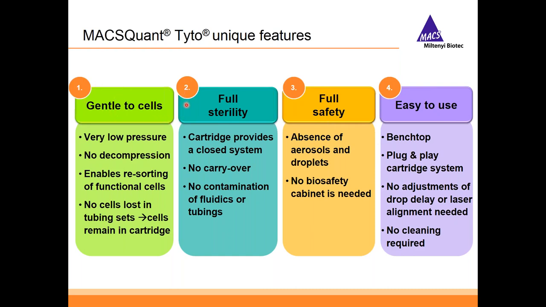Second, we have a sterile sorting environment. The cartridges provide a closed system, which is really important if you also consider going for translational or clinical applications. We do not have any carryover from sample to sample as there are no tubings inside the system. We use single-use disposable cartridges and there's no sheath fluid needed coming into the cartridge. So you see there's no chance for carryover. And also, as I said, no tubings, no fluidics in general. So no contamination of these either with directly infectious material or endotoxins or whatever.